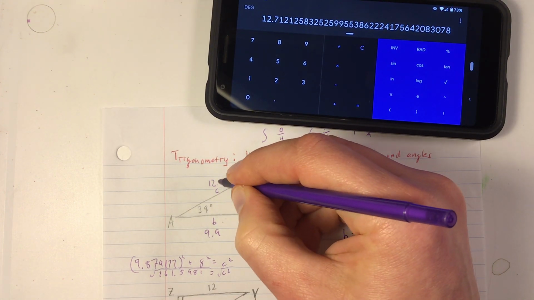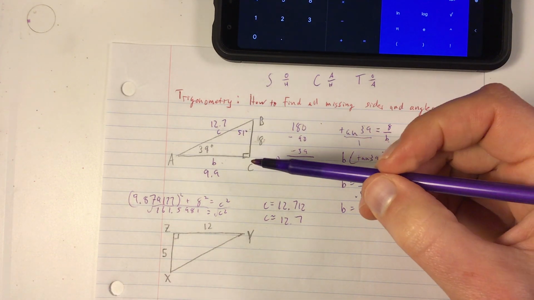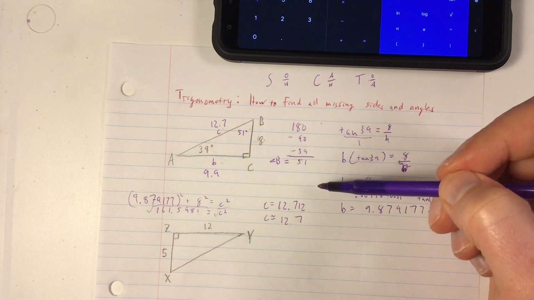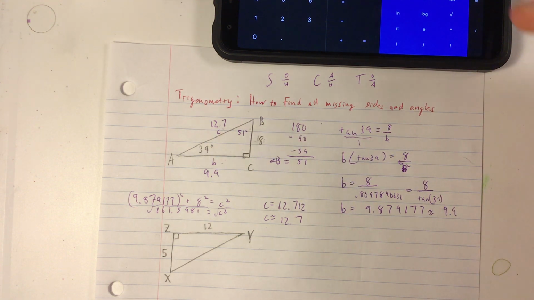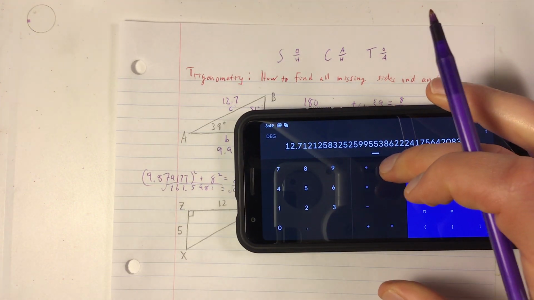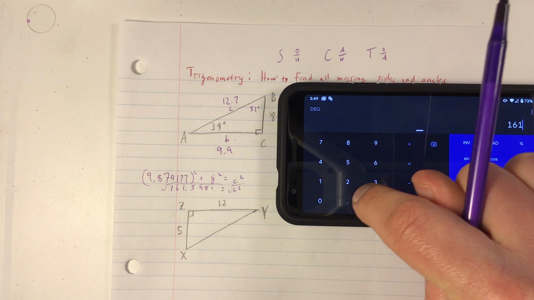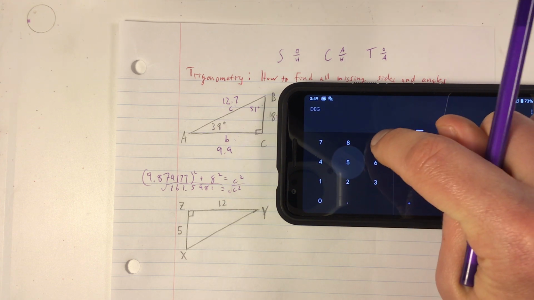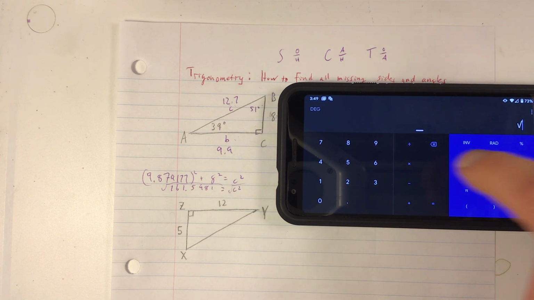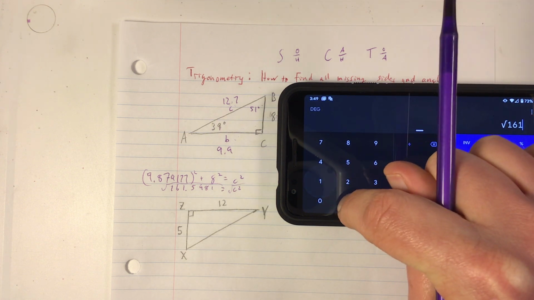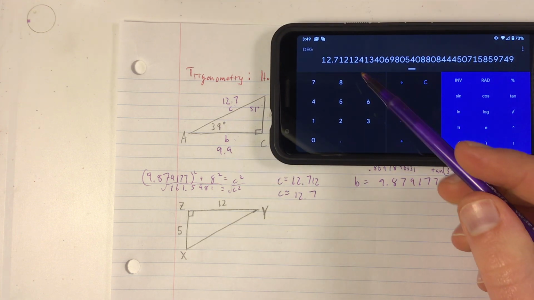Once again, that makes sense because the largest side is across from the largest angle. So all my numbers make sense, and we're done. Now, just to show you that I can do it the other way, if I type in the square root of 161.5981 and hit enter, hey, that's the same answer we got over here.